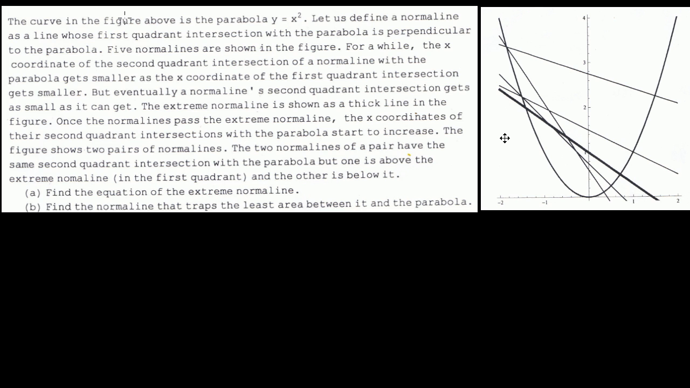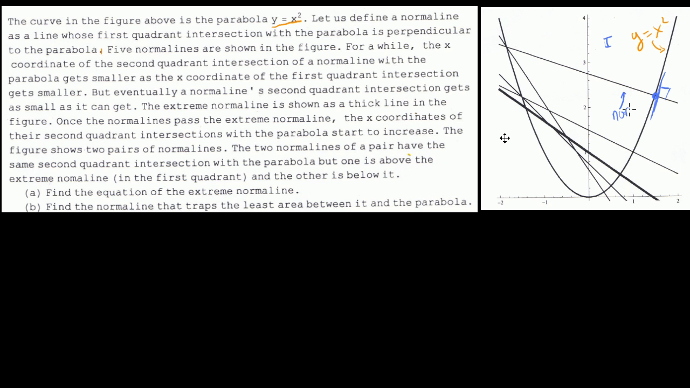So they say the curve in the figure above is the parabola y is equal to x squared. So this curve right there is y is equal to x squared. Let us define a normal line as a line whose first quadrant intersection with the parabola is perpendicular to the parabola. So this is the first quadrant right here. And they're saying that a normal line is something when the first quadrant intersection with the parabola is normal to the parabola. So if I were to draw a tangent line right there, this line is normal to that tangent line. That's all that's saying. So this is a normal line right there.